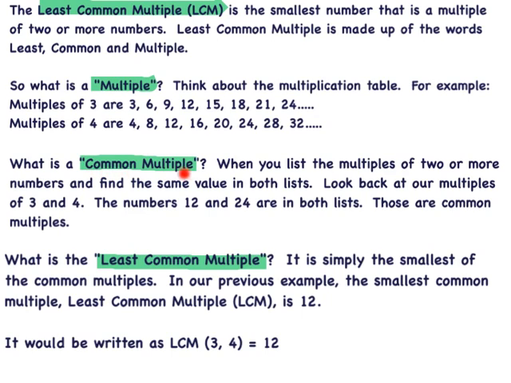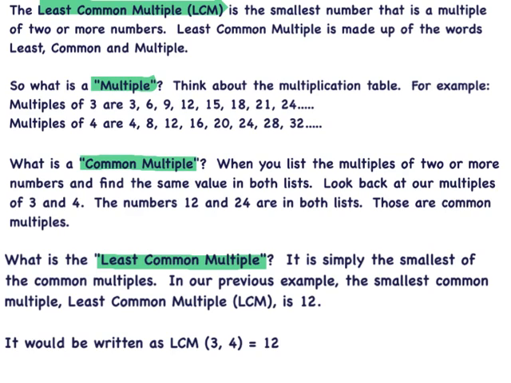So what is a common multiple? Well, when you list the multiples of two or more numbers and you find that same value in both lists, then that means they have those numbers in common. So let's look back at our multiples of 3 and 4 and see which numbers they have in common. When I look at my 3's and I look at the 4's, I see the number 12. The number 12 is in both rows. And then I also see the number 24. The 24s are in both rows of multiples. So the numbers 12 and 24 are in both lists, so that makes those the common multiples. It's what they have in common.